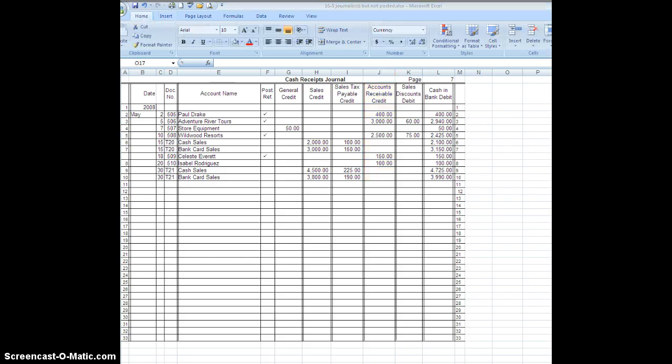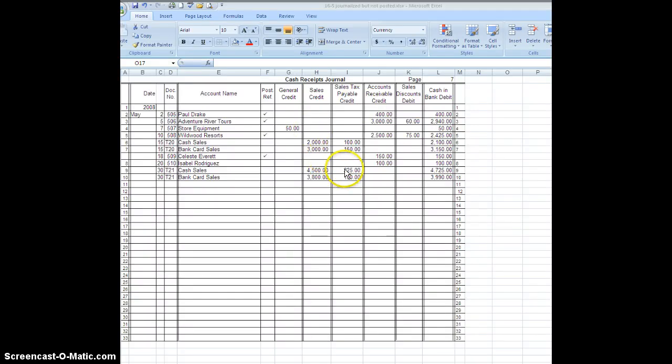Okay, here we are. Accounts receivable subsidiary ledger has been posted. And if you look at my posting reference column, you will see check marks for each of my accounts receivables that go into the subsidiary ledger. Now remember, we have not posted anything from here into the general ledger accounts receivable, the controlling account, yet.